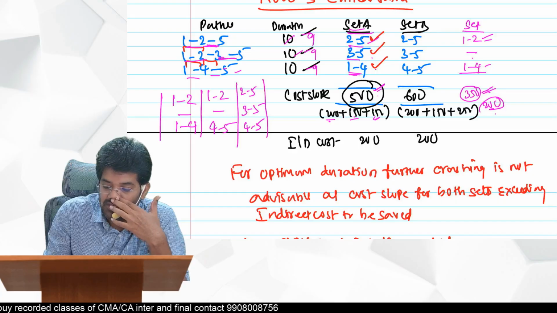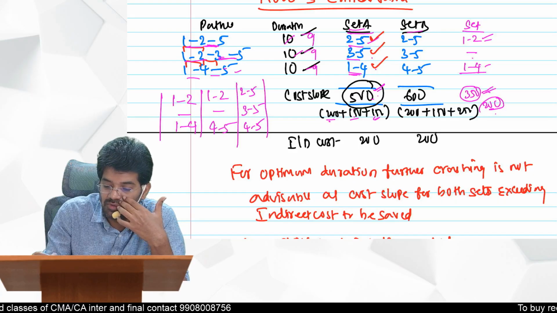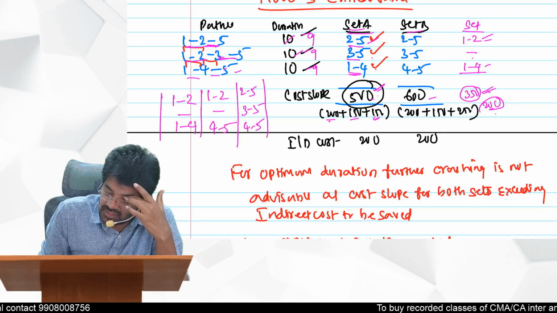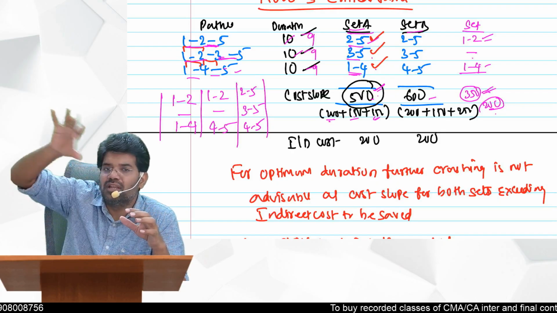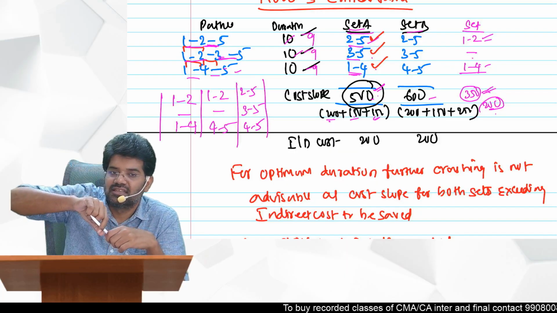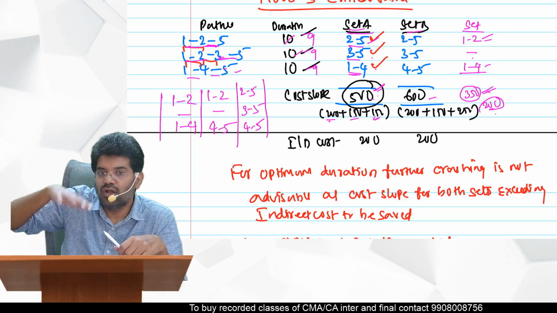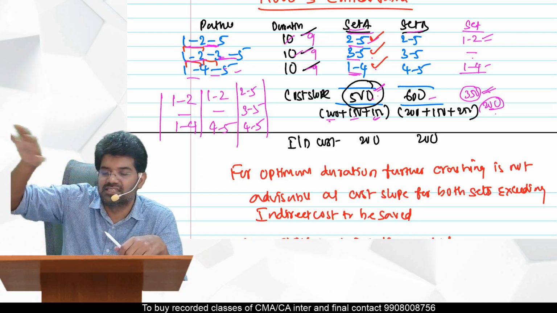Set A, the total cost is 500. Set B is also one more created: 2 to 5, 3 to 5 and 4 to 5. 600 you are getting. So you can create combinations of sets here. Whenever you have multiple paths, what you should do? Combinations you should create, sets.